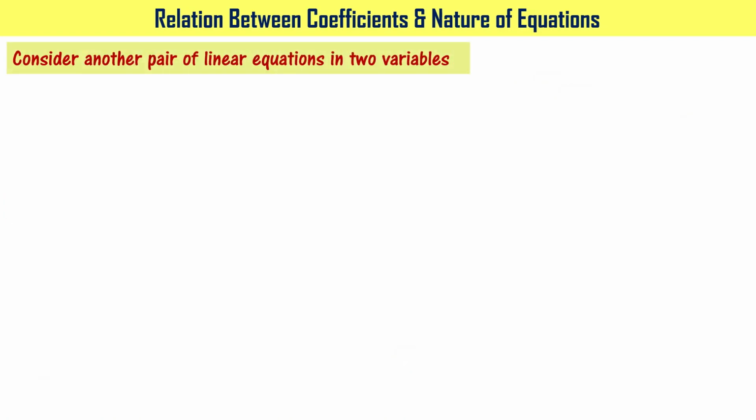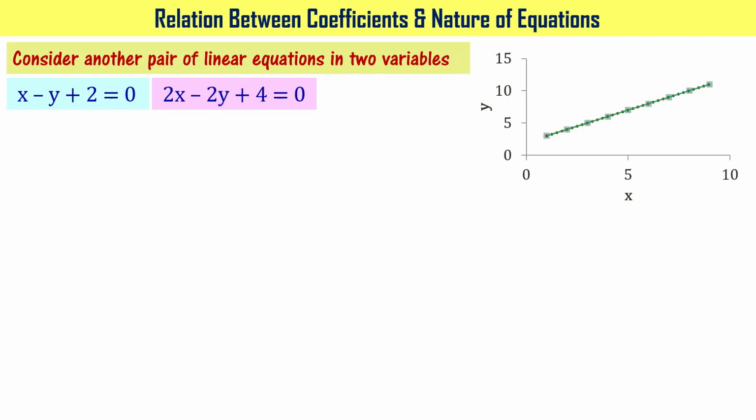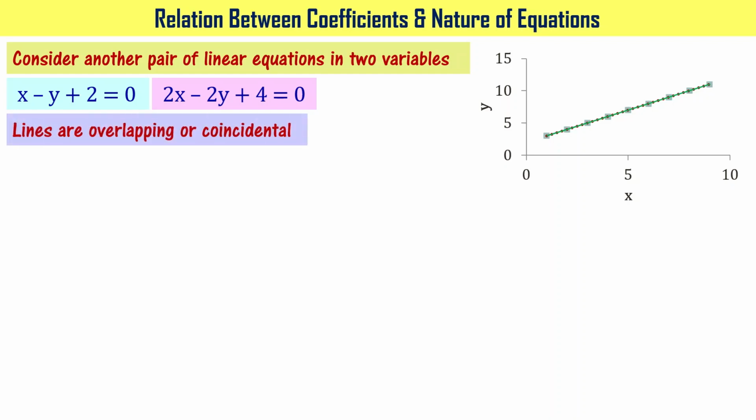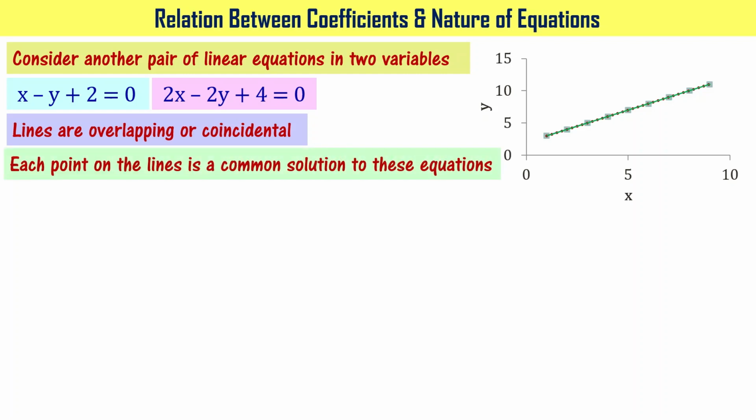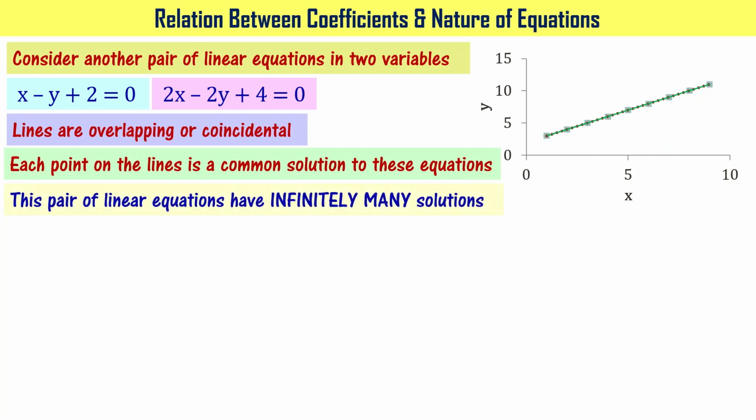Let's consider another pair of linear equations in two variables now. x minus y plus 2 equal to 0, 2x minus 2y plus 4 equal to 0. When you plot them, you get a figure like this. The lines are overlapping or coinciding, right? And we know that each point on these lines is a common solution to these equations. Hence, the pair of linear equations will have infinitely many solutions.